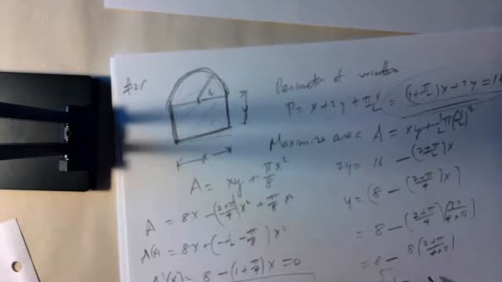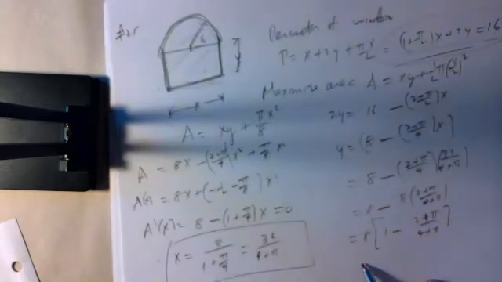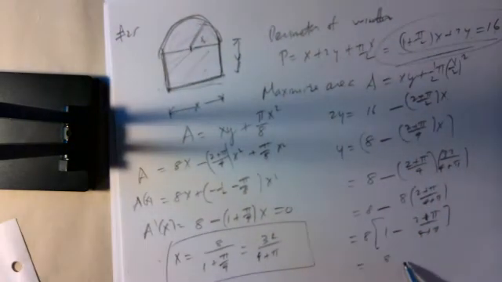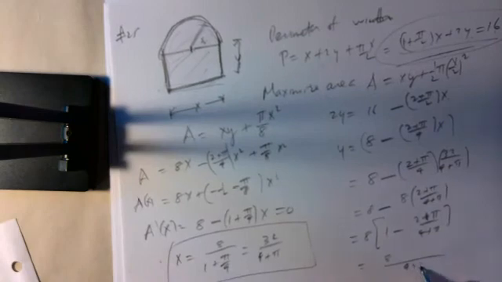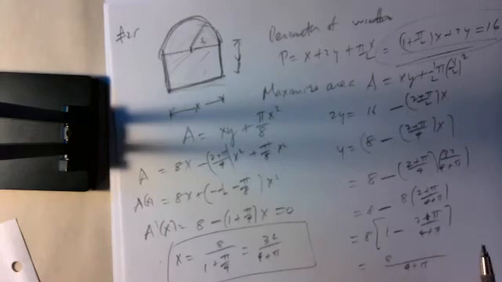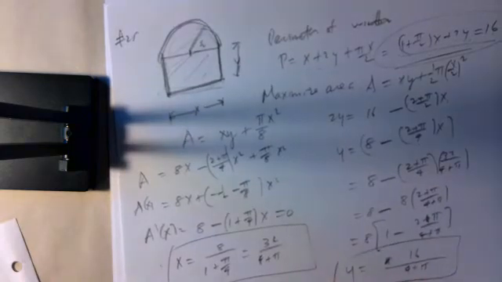That's 8 times 1 minus 2 plus pi over 4 plus pi. So this is 8. I have a 4 plus pi in the denominator. 4 plus pi minus 2 plus pi is 2. 8 times 2 is 16. So this is my value of y.